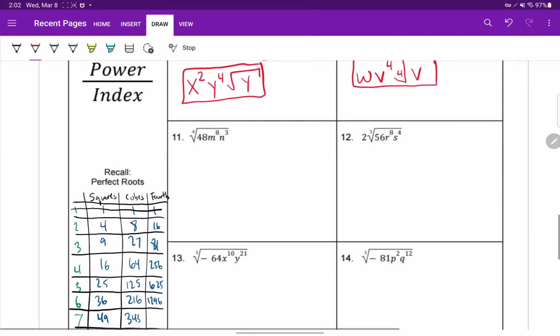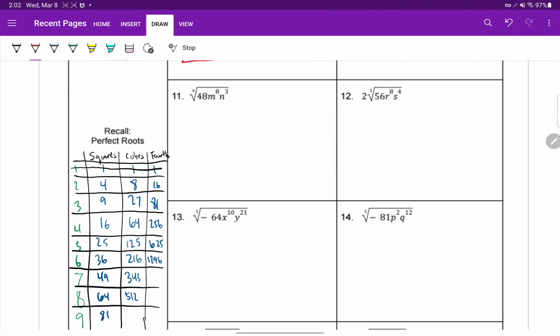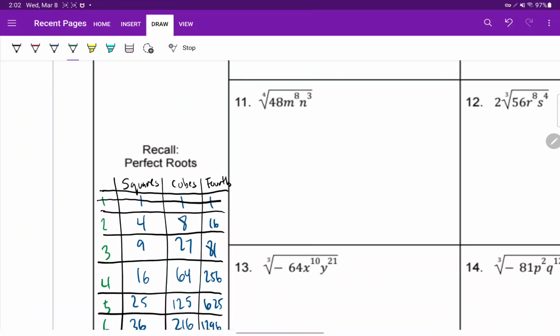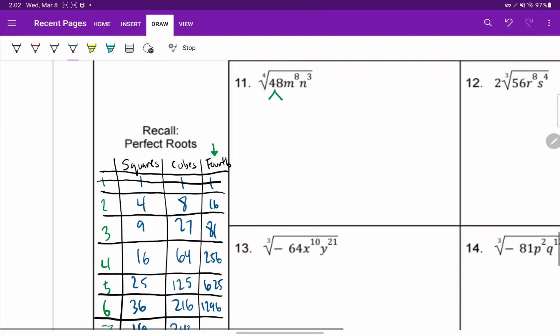All right, for number 11, now we have numbers, and now we'll start using that little table here. So the first thing I'm going to want to do is take that number and break it down. So we're looking for the 4th root. So I'm going to go to the column that's dealing with 4th roots, which is right here. And I'm going to take this 48 and divide it by each one. I'm not going to use 1, but I'm going to start with 16. 48 divided by 16 is 3, okay? And I just got lucky, off the first one it works. So 16 times 3 is 48.